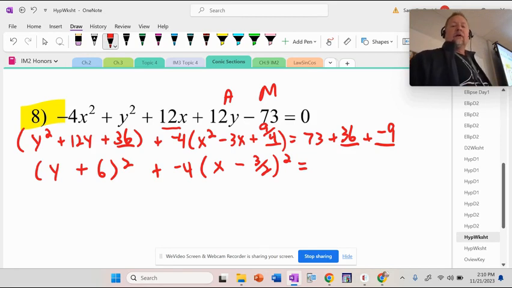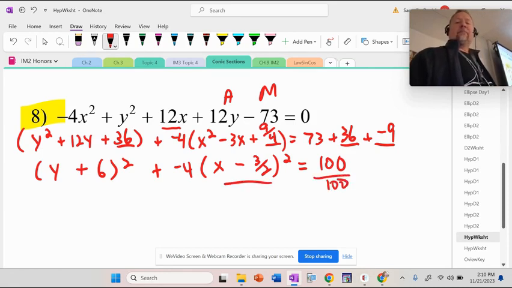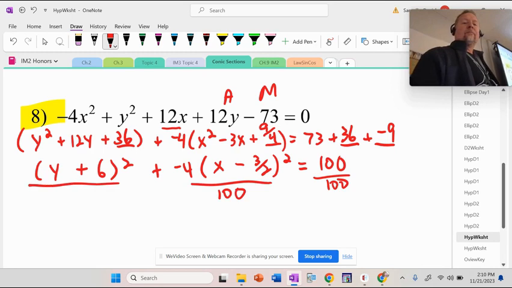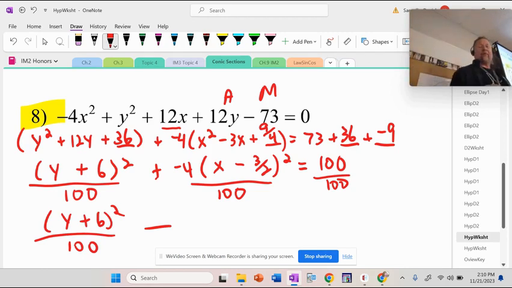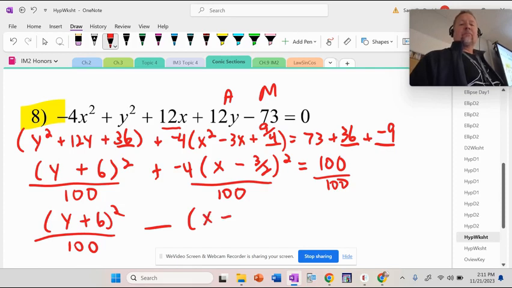Oh, hundo. Now, what's the last thing we got to do? Divide. And then we'll clean it up how we write it. Okay, y plus 6 squared over a hundo. So 10 up, 10 down. And then we'll turn this into a minus. Plus a negative is a minus, so we really see the hyperbolic format of the equation. Okay, how many times 4 go into a hundo? 25, so it's 25 on the bottom.